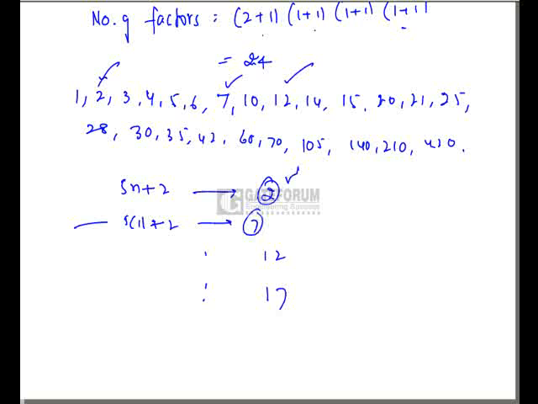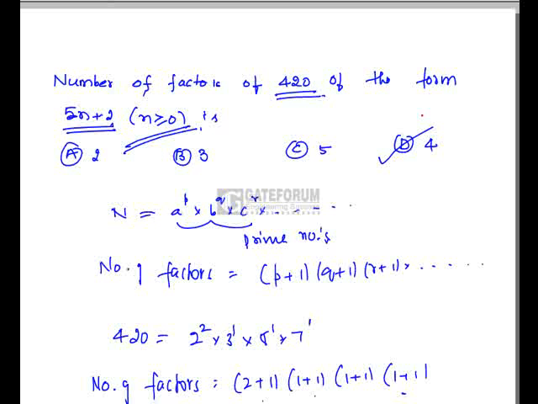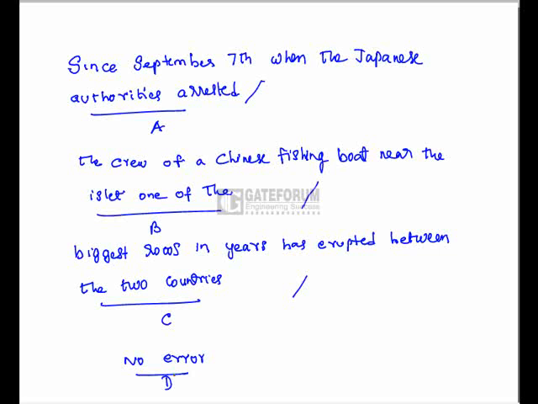So let us look into the factors here. 2, 7, 12. Now anything else here? No. Next is 42. Now totally there are only 4 factors which end with 2 or 7. That means the number of factors of 420 that are of the form 5n plus 2 are 4. That is option D.